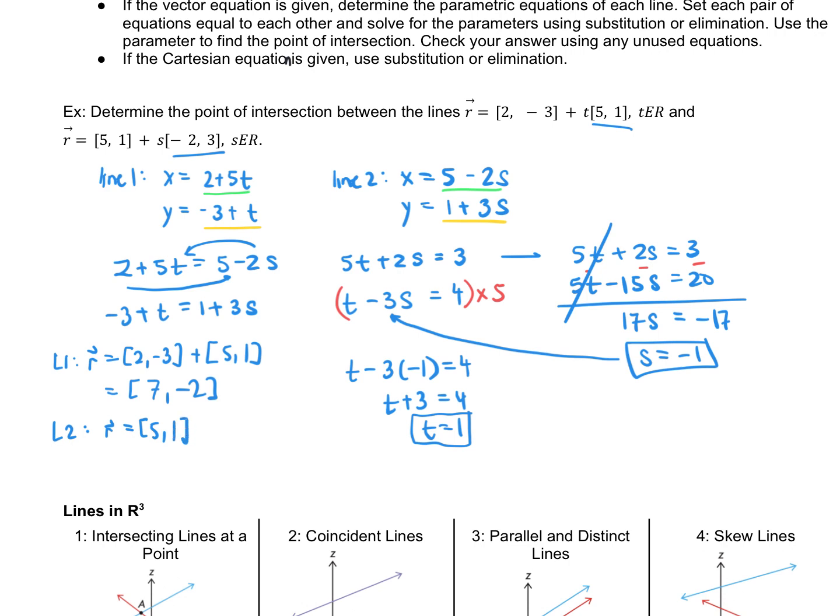So 5, 1, and s is negative 1, so minus negative 2, 3. 5 minus negative 2 is 7. 1 minus 3 is negative 2. Yep, they're the same thing. So therefore, the point of intersection is 7, negative 2. And there we are. A different way to find the point of intersection of two lines in R2.